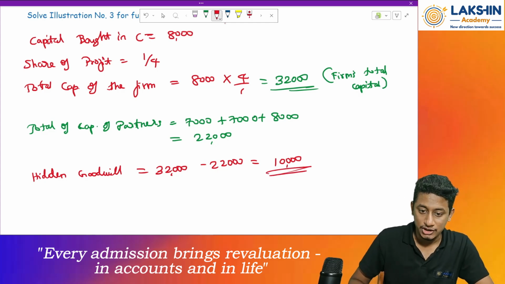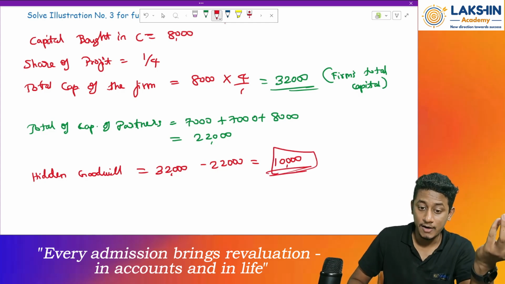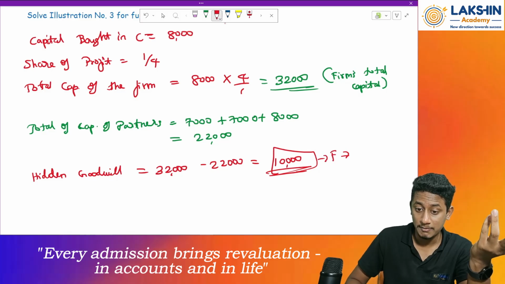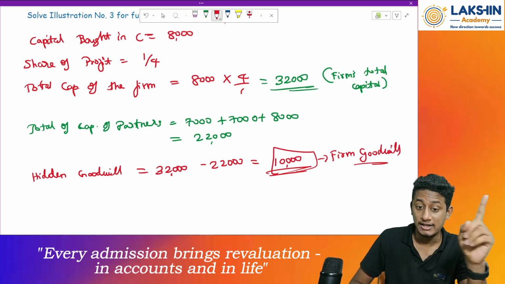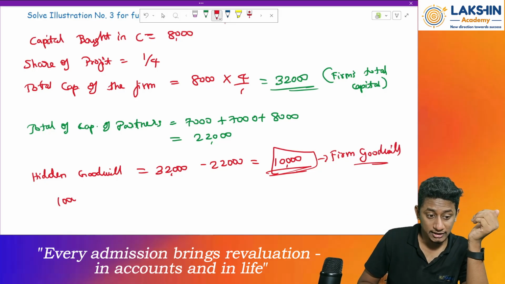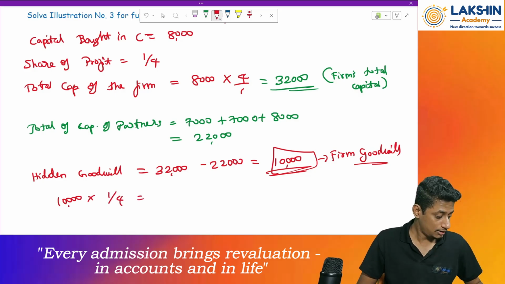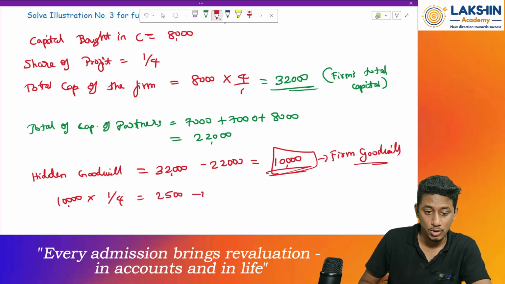Yes. So this goodwill is the firm's goodwill, not the partner's goodwill. Then what should I do? 10,000 into his share. What is his share? 1 by 4. 10,000 divided by 4 equals rupees 2,500, which is C's share of goodwill, just like we used to compute for the old questions.